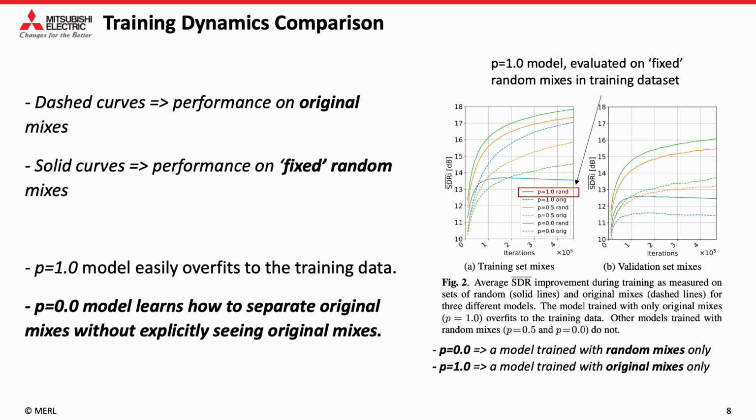In this section, we compare the training dynamics of p equals 1, 0.5, and 0 models, but we will not go into details here. But we would like to stress that the p equals 0 model learns how to separate original mixes without explicitly seeing original mixes.